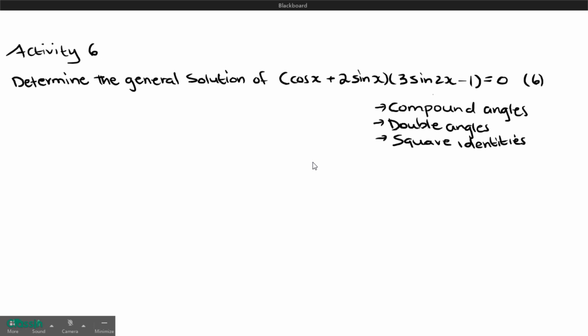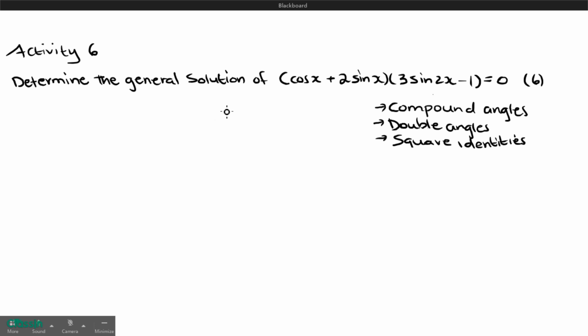This evening, I want us to look at this question. Activity number 6, determine the general solution of (cos x + 2 sin x)(3 sin 2x - 1) = 0. This question rates 6 marks.